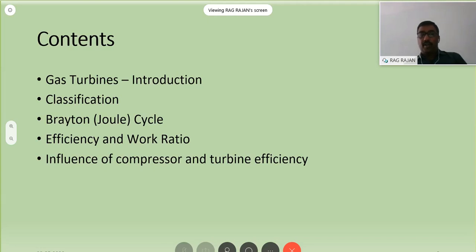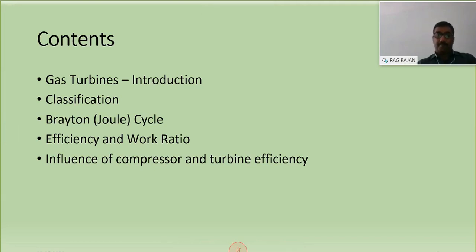On the overall cycle efficiency. Then we will discuss two problems. One is related to the basic Brayton or Joule cycle, and the second one will be related to the efficiency and work ratio related to compressor and turbine efficiency. In this manner, we will proceed.